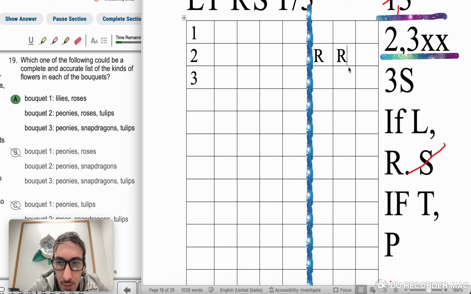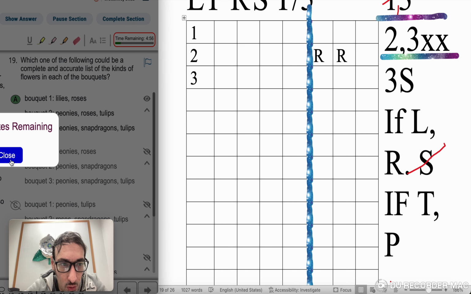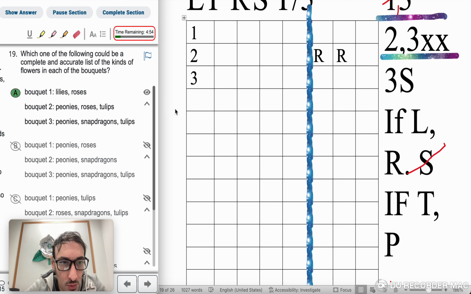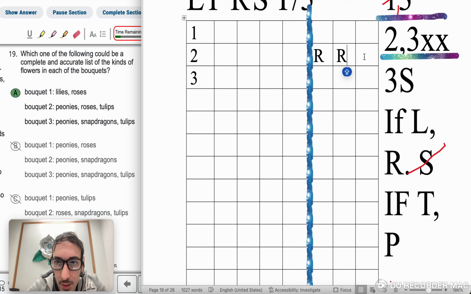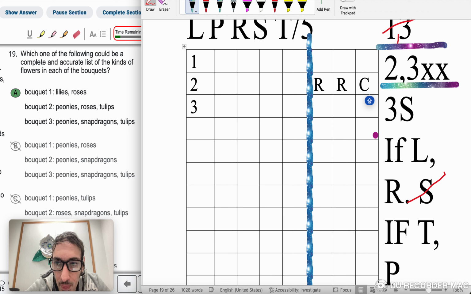1 and 3 cannot have the same kind, so we see 1 and 3 have different kinds. We see 2 and 3 must have 2 of the same kinds, so we see 2 of the same kinds in 2 and 3. We see that 3 needs to have snapdragon, which it does. And if L, there must be an R, which is, and if T, there must be a P, which is. So the rules, regulation, conditions does work for this information that we have on the game board.